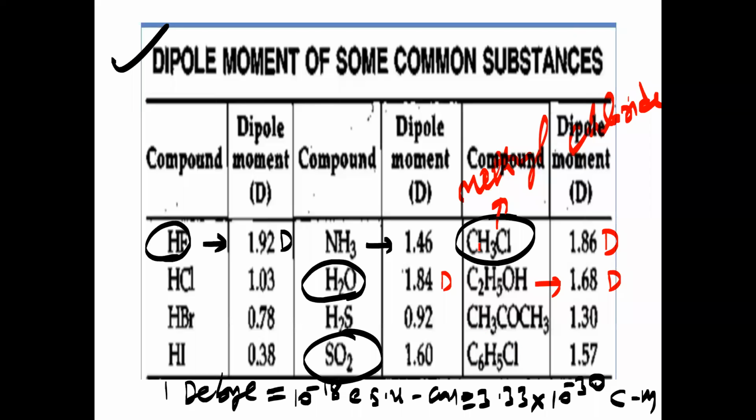Important ones remember here. What are these here? Methyl chloride, H2O, SO2, HF. These molecules you remember mainly. Okay. And ammonia also you can remember. NH3 also 1.46. So these are all some important molecules whose dipole moments are given in this table. Right. Take the screenshot of this.